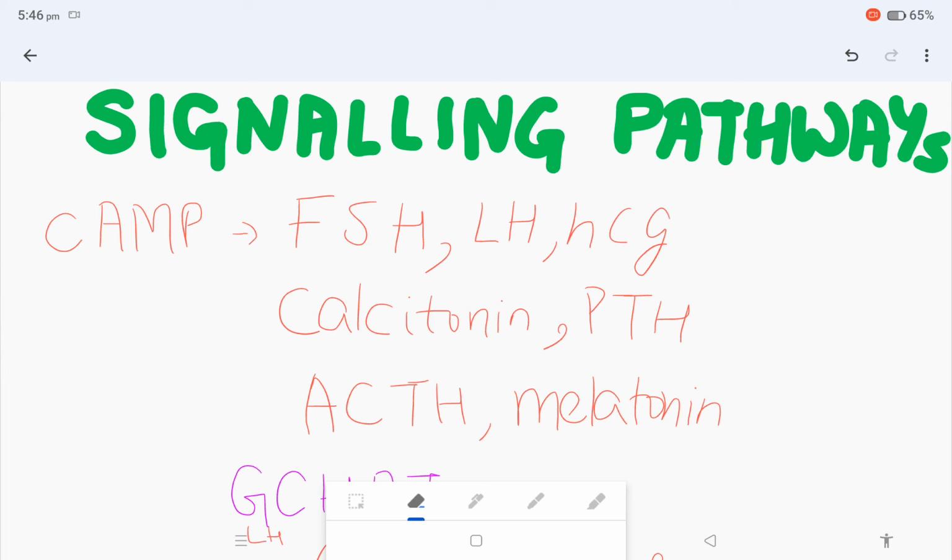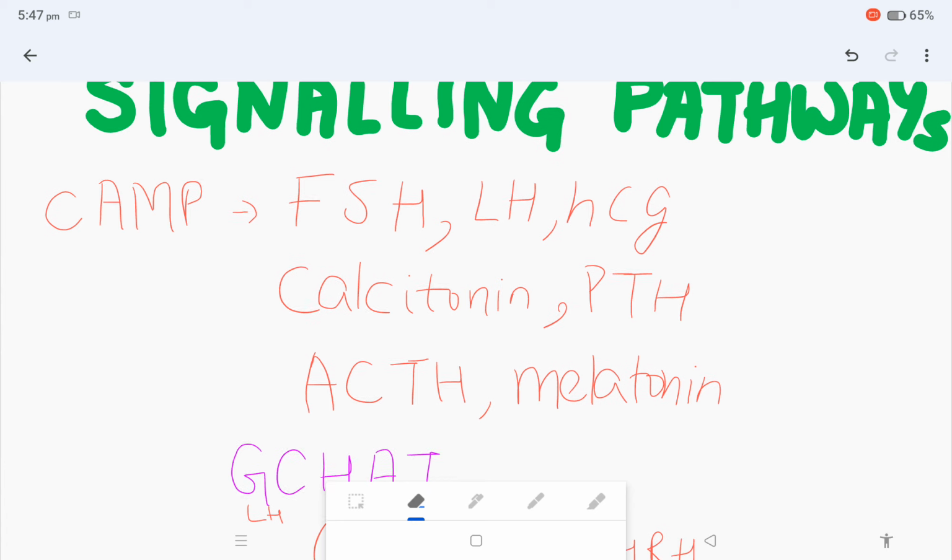The cyclic AMP is the second messenger for FSH, LH, HCG, that is the hormones that are acting on the gonads, and then the calcitonin and PTH linked with the calcium, and then the ACTH and melatonin. ACTH and melatonin are linked with the adrenal gland. So these are the three groups linked with the cyclic AMP.